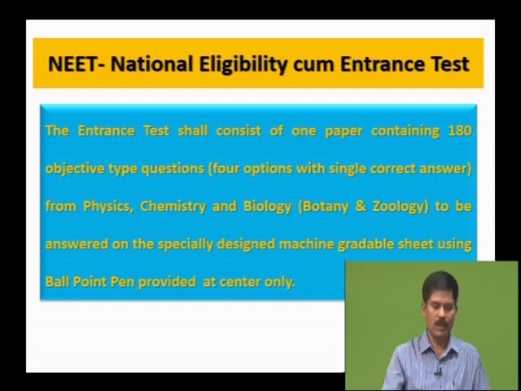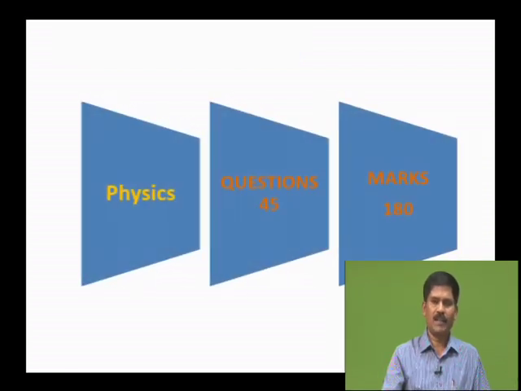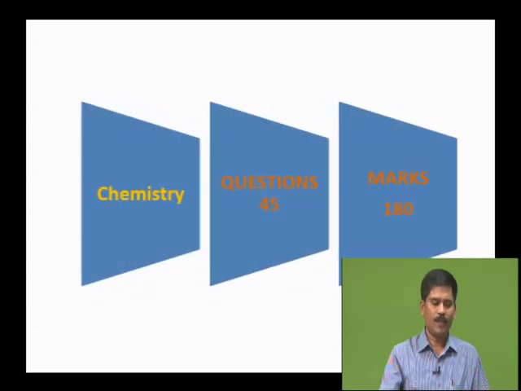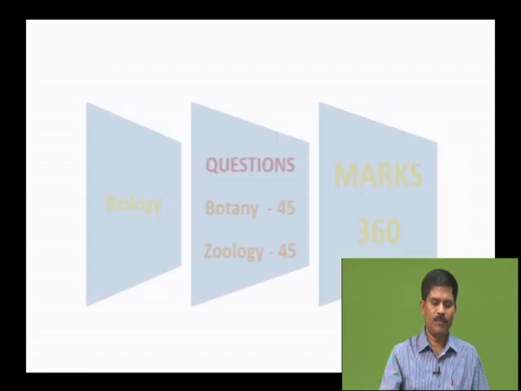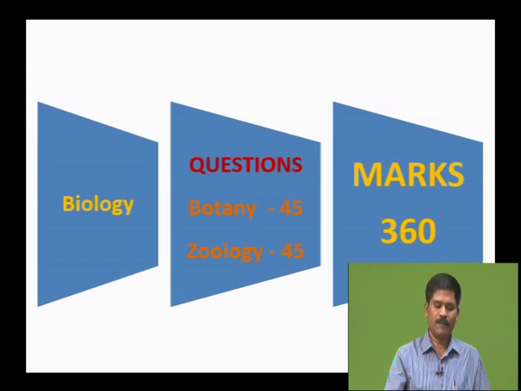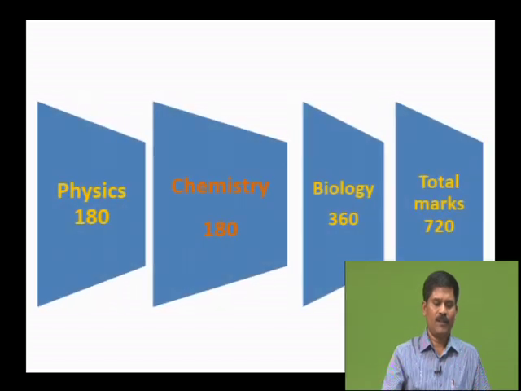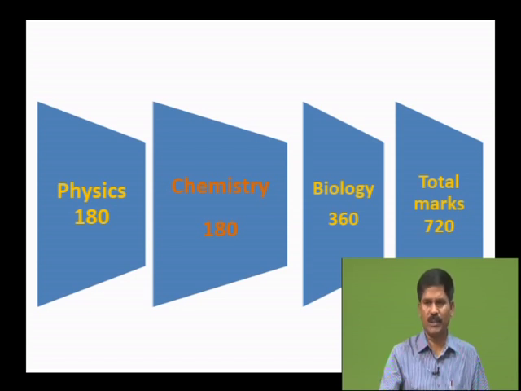So distribution of questions. Duration of the examination is 3 hours. Type of questions are MCQ, multiple choice questions. Number of questions would be 180 and each question is of 4 marks. Physics carries 45 questions for 180 marks. Chemistry carries 45 questions for 180 marks. Biology carries 90 questions, 50% of the questions in the NEET question paper, 45 from botany and 45 from zoology, carrying 360 marks. Physics 180 marks, chemistry 180 marks, biology 360 marks, and total marks would be 720.